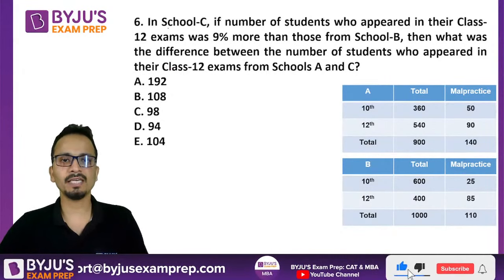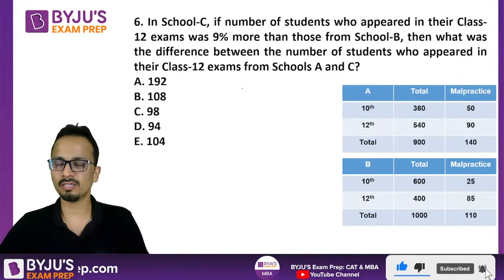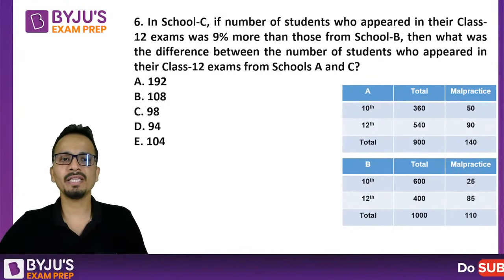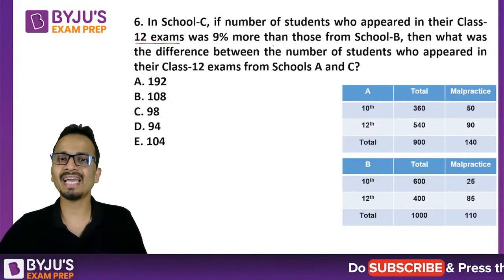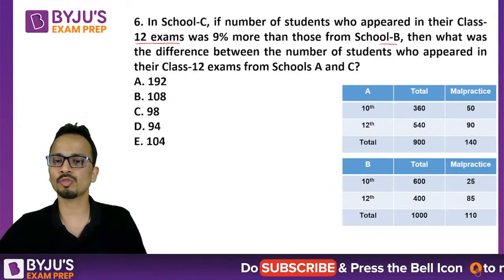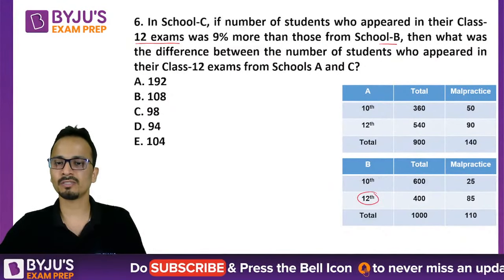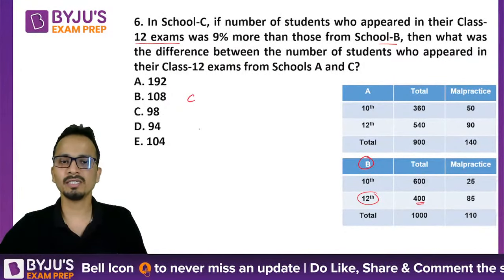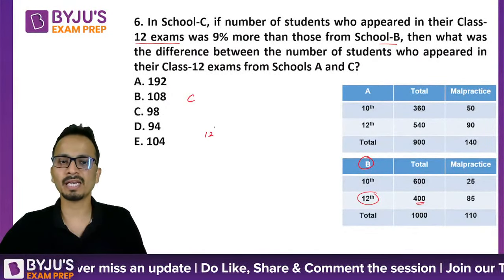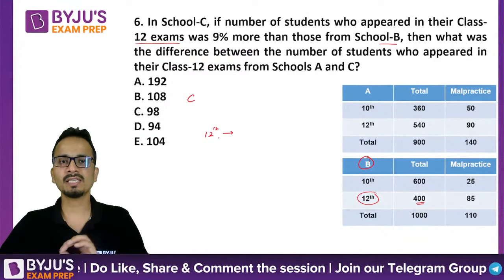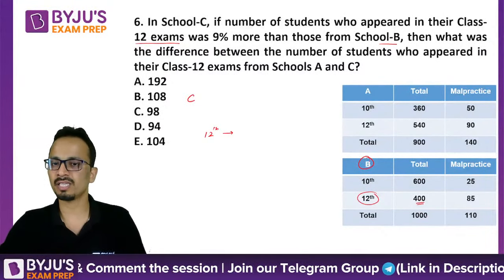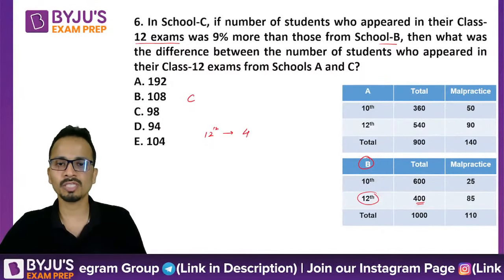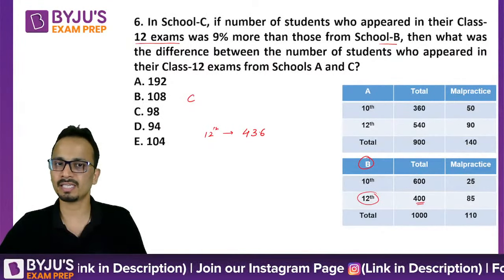A question says that in school C, so again, the third school, another school they're talking about, if the number of students who appeared in their class 12th exam was 9% more than those from school B. So class 12th, school B, 400. So for school C, the students who appeared in class 12th examination is 9% more than this number. So 400 का 9% कितना होता है? It is 36. So this number will be 436.